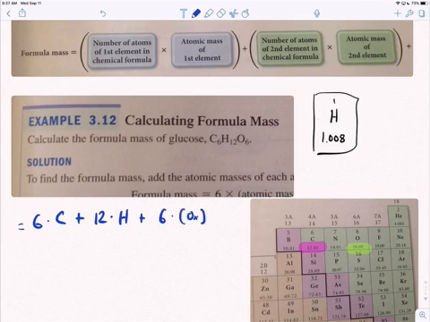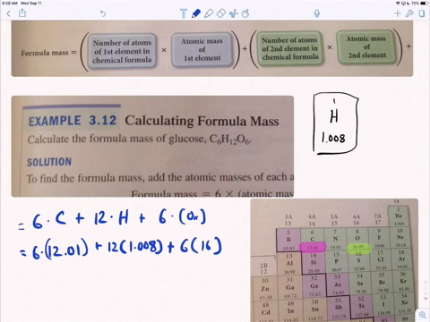And then you put the numbers in from the periodic table, which you will be given. You never have to memorize this. 6 times 12.01 for carbon plus 12 times 1.008 plus 6 times 16 for oxygen. And I know it's 180. That's just something I have. A couple of these I have memorized. What is it exactly? I could throw up the calculator.